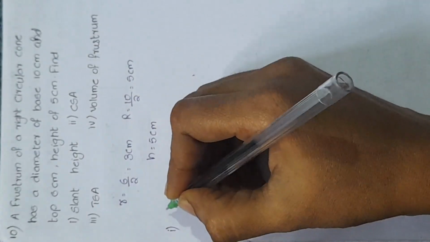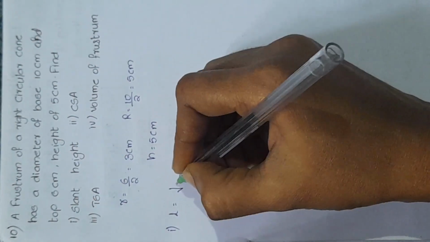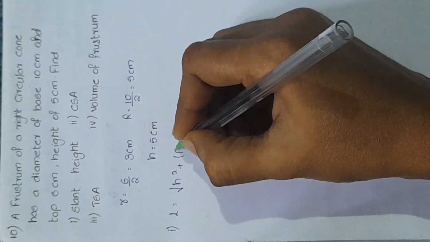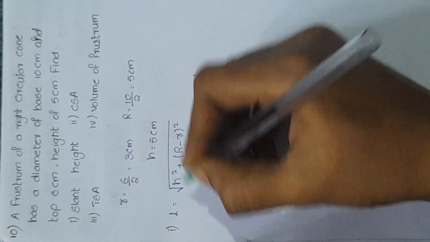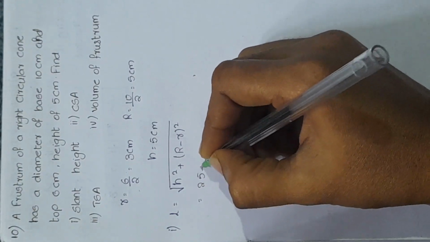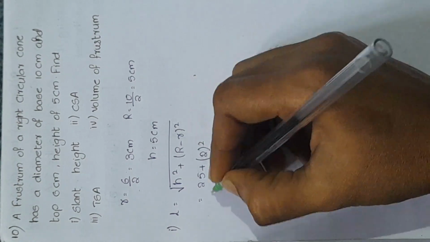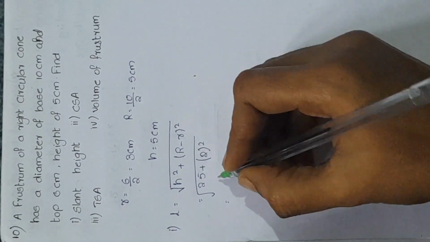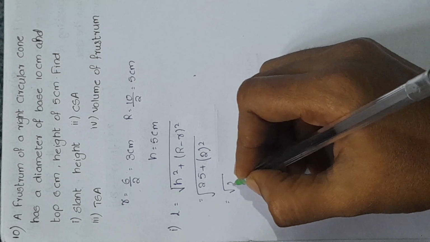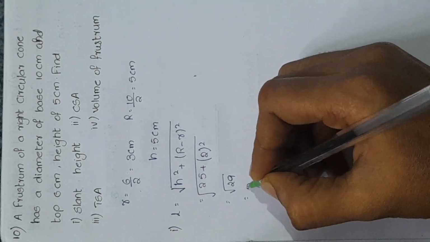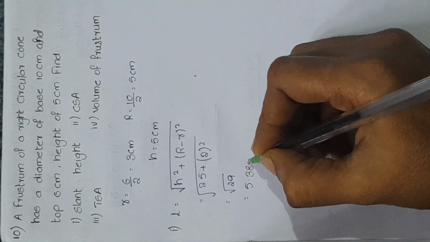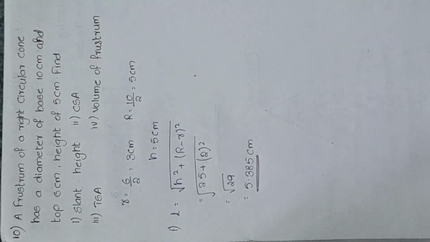Now let us find the slant height. L is equal to root of h square plus (capital R minus small r) whole square. So h square value is 25 plus capital R minus small r, that is 5 minus 3, 2 square. Keep this in root. 25 plus 4, that is root of 29, which is equal to 5.385 centimeters, is the slant height of the frustum.